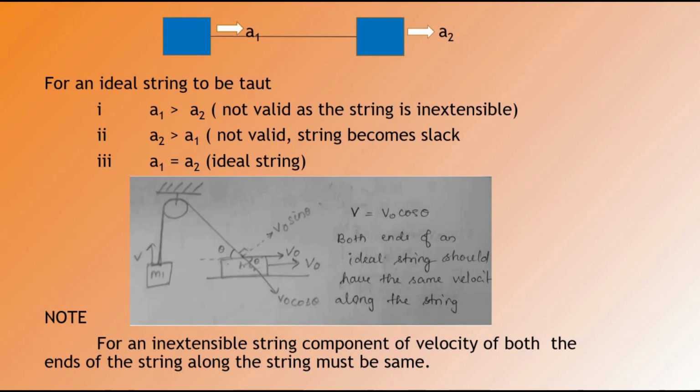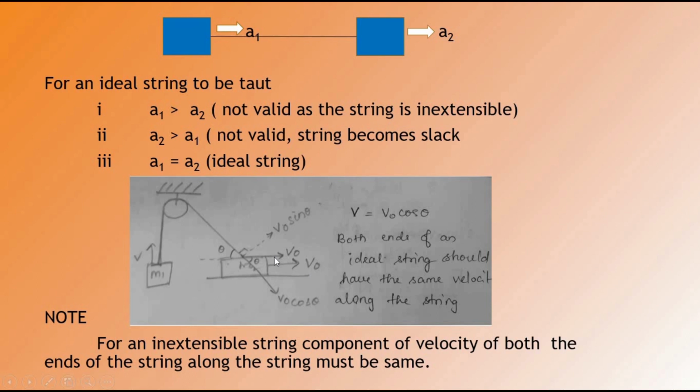As a note, we must remember that for an inextensible string, the component of velocity of both of its ends along the string must be the same. As you see in this example, this body has an upward velocity of v and this one has a sideward velocity of v0. Now, we are supposed to find out what v is in terms of v0.